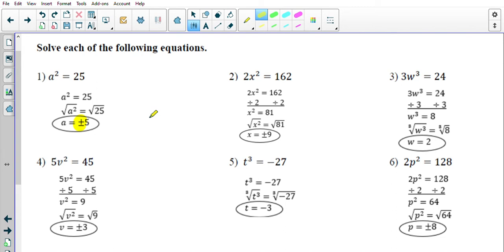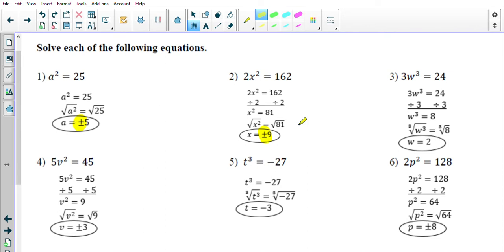Be careful, Ollie. Number 2, we have 2x squared equals 162. First thing you want to do is divide both sides by 2. So we're going to get x squared equals 81. Take the square root of both sides. The square root of 81 is 9. Again, we've got that plus or minus symbol in front because we're talking about an x squared type of equation.